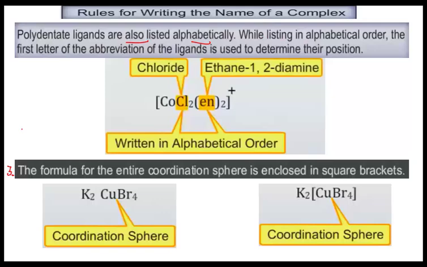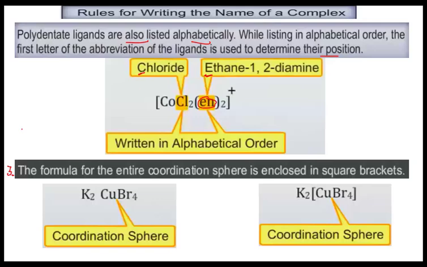In case we have polydentate ligands, they are also listed alphabetically. While listing in alphabetical order, the first letter of the abbreviation of the ligand is used to determine their position. So we will write the first letter of their name while writing the name of the species. For example, chloride is there, so chlorido, and then ethane-1,2-diamine. This en is ethane-1,2-diamine, already discussed. So it is a bidentate ligand. Its name starts with E and the other name starts with C.